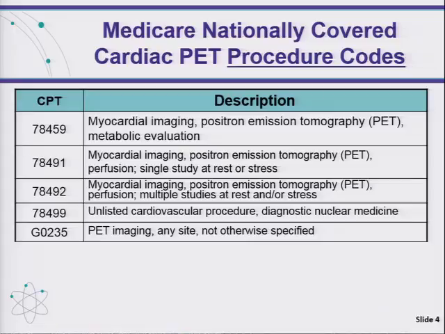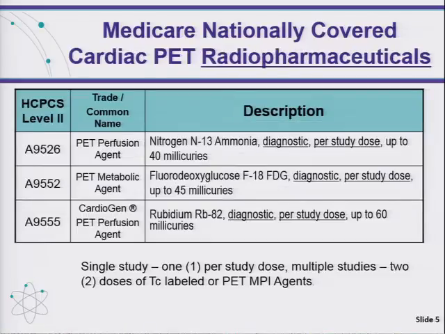So 78491 and 92, that's your single study and multiple studies. But notice they're not the same as the SPECT codes. They were created a while ago. And so we do want you to code and bill for all the different items so that the payers understand what you're actually doing. I don't have the cardiac CTA codes up here, but I can send those to anybody.